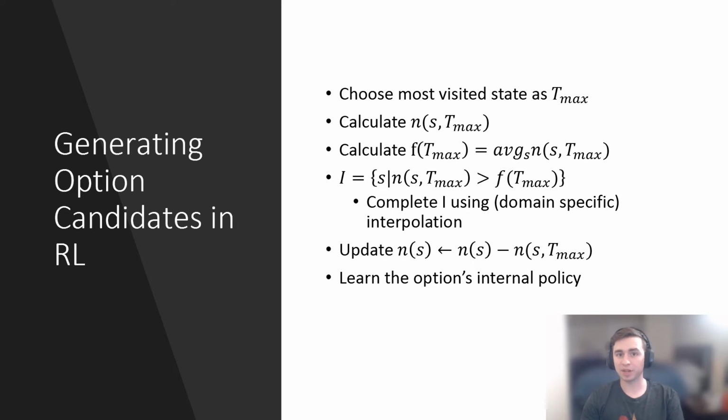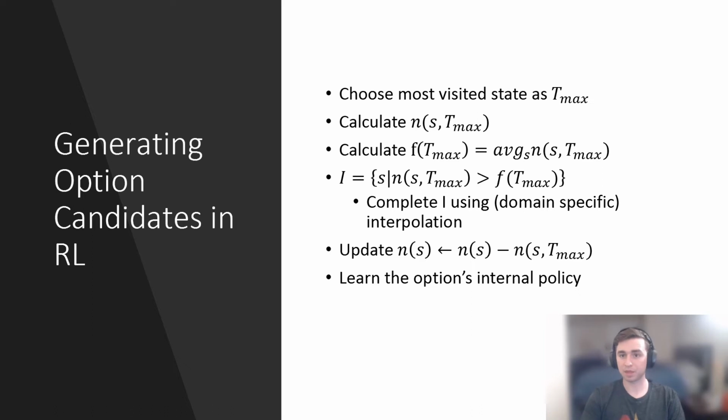For example, in a grid environment, as given in the paper, taking all states within the bounds of the smallest rectangle that contains all states selected by the initiation set as the new initiation set would be a good method of interpolation. Without this interpolation, the agent still functions, although the extent to which it does is not covered by the paper.